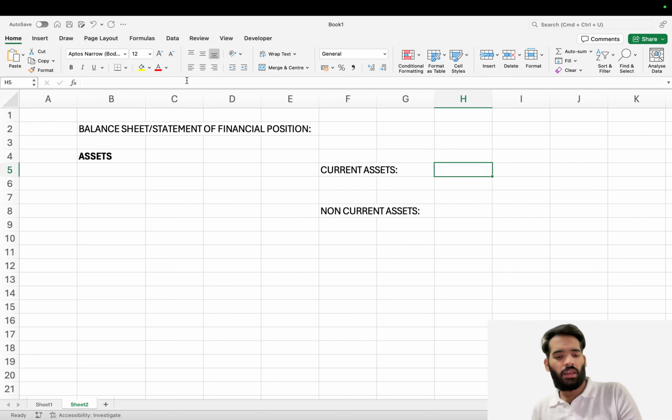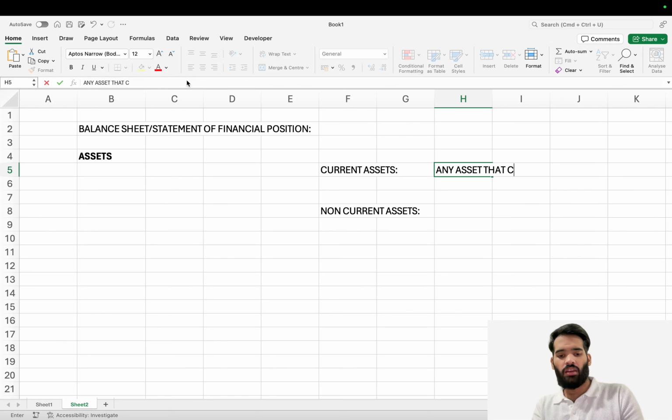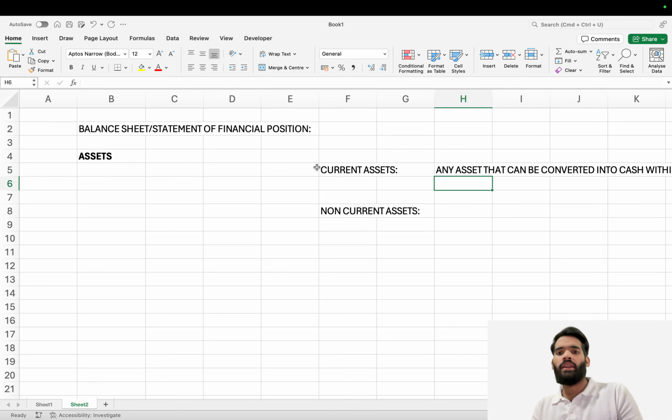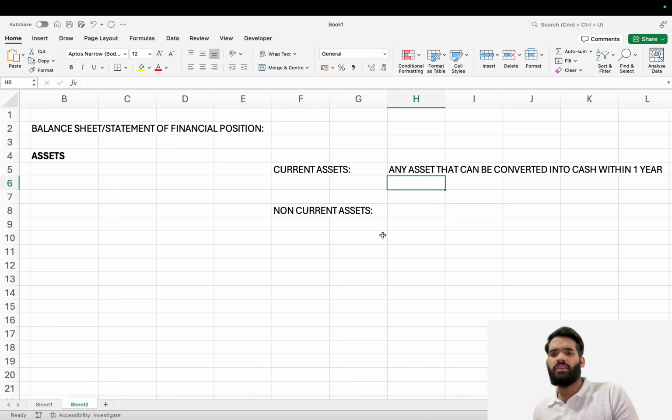Now I would say, think of current assets as any asset that can be converted into cash within 1 year. Now, saying any asset that can be converted into cash within 1 year is not a 100% accurate way of defining it, but for now I will use this way. As we go along, you'll see why I use this way of doing the current assets. So what are the examples of current assets?